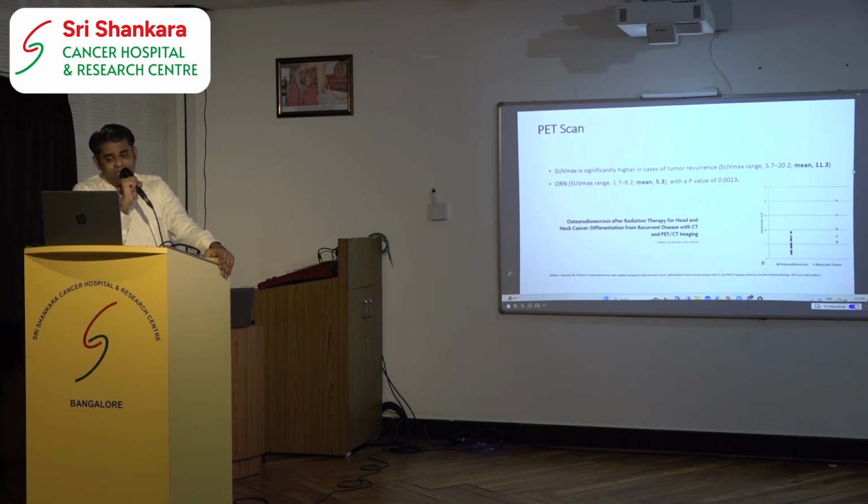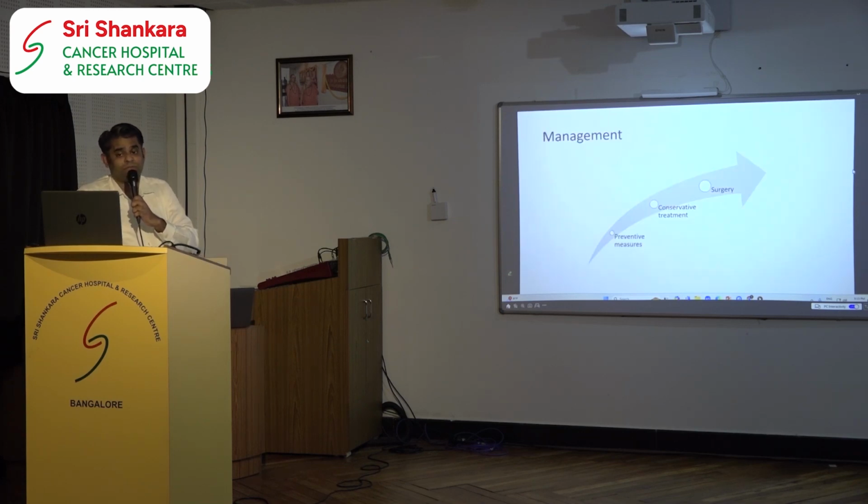The mean value is around 11.3 in recurrent cases, whereas in ORN the mean is 5.3. Then there are other radiological factors. Talk to your nuclear medicine guys, discuss with them, and then come up with the diagnosis of exclusion, that is osteoradionecrosis. Don't jump into it.